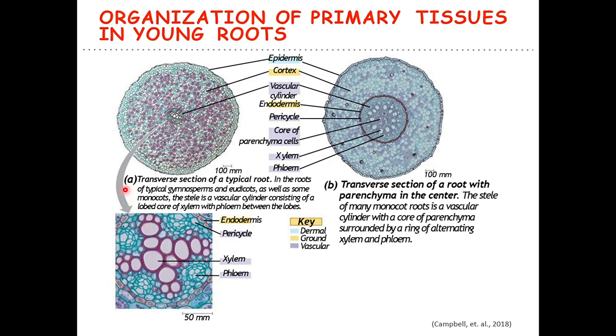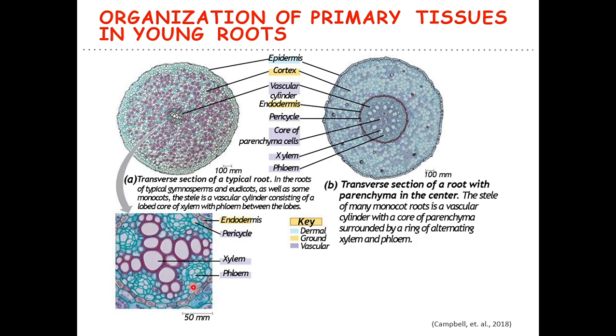In the roots of typical gymnosperms and eudicots, as well as some monocots, the stele is a vascular cylinder consisting of a lobed core of xylem with phloem between the lobes. Here it shows the magnified photo. The outside layer is the endodermis, followed by the pericycle.